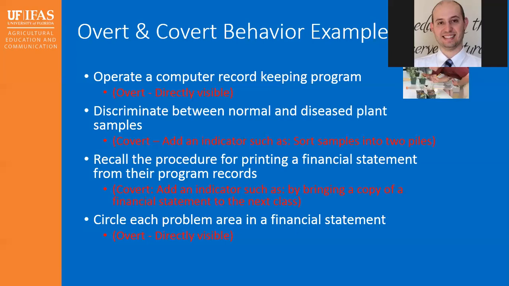Recall the procedure for printing a financial statement from their program records. So that's also covert. You need to add an indicator such as by bringing a copy of the financial statement to the next class. And then circle each problem area in a financial statement. Overt, you can actually identify. So through these examples, you can see how to make a covert statement overt.